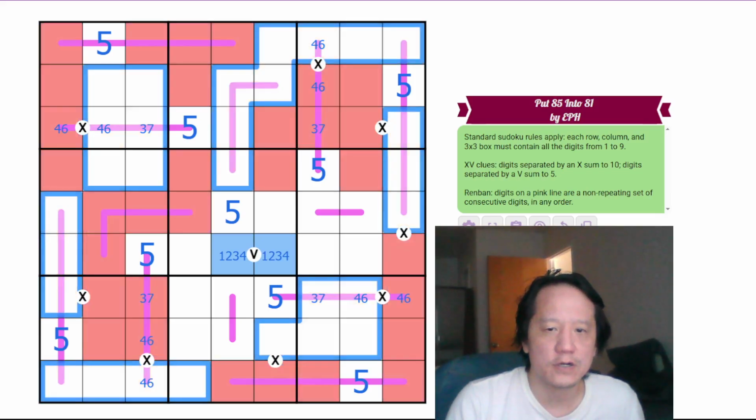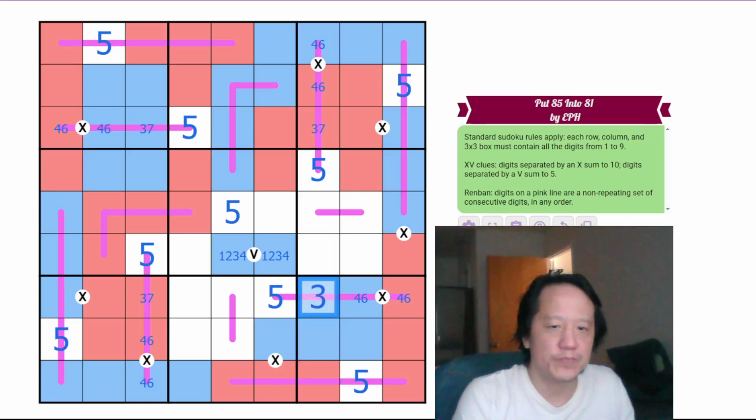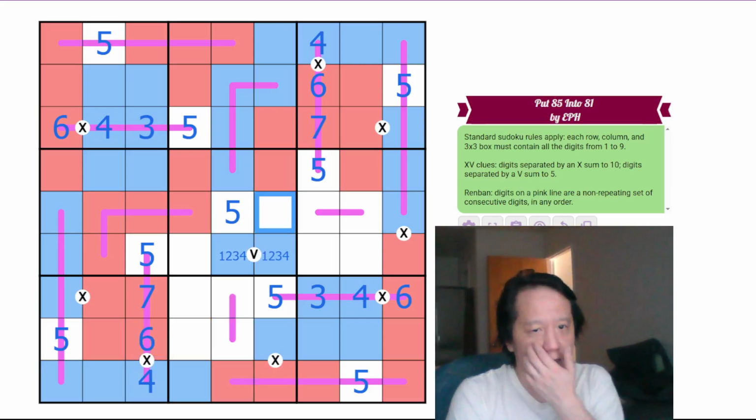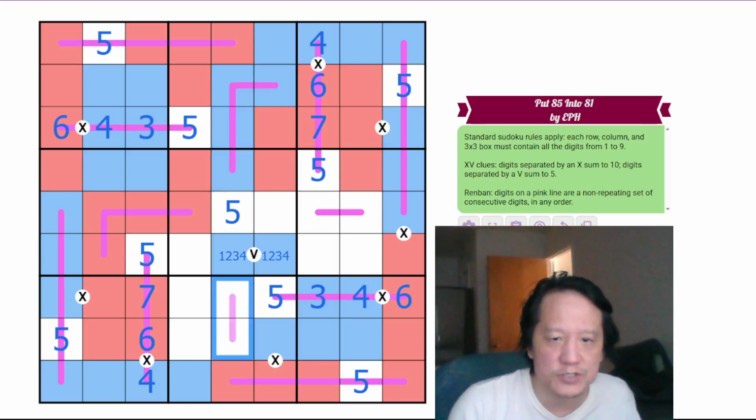So these are lows. So this must be 3 here. That's 4 there. That's 6. That leaves us a 7, 6, and 4. 3, 4, and 6. 7, 6, and 4. And we have 4 lows in column 5 now, which means the rest are high digits.